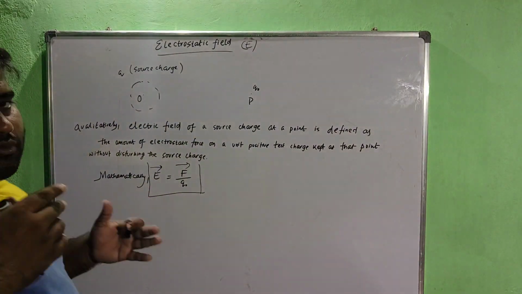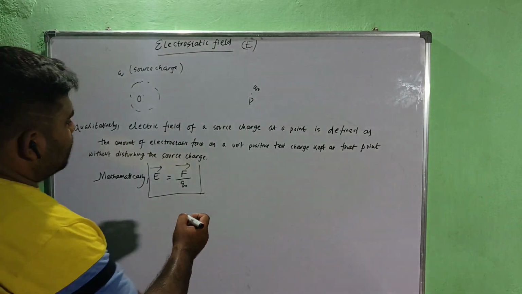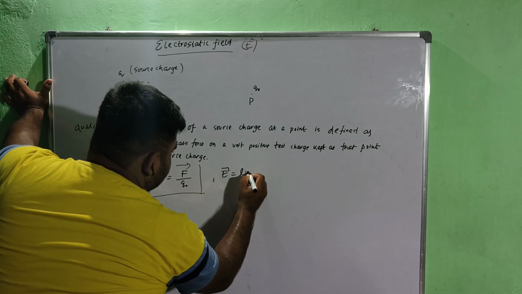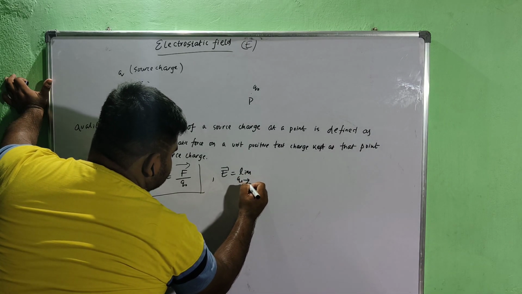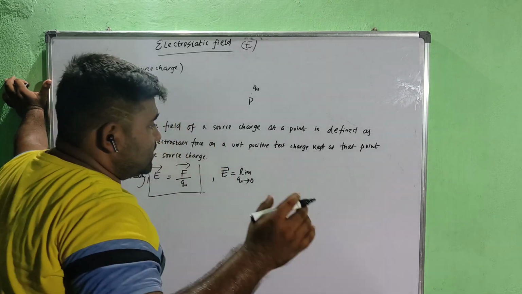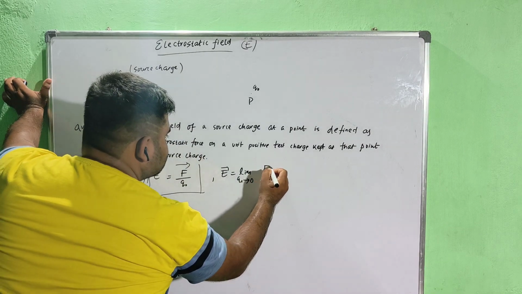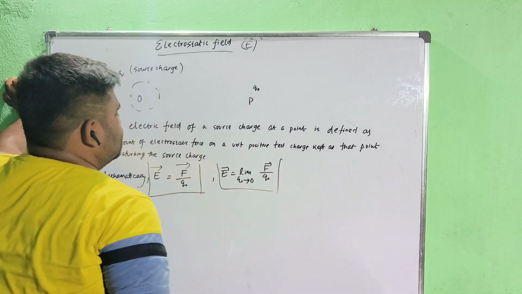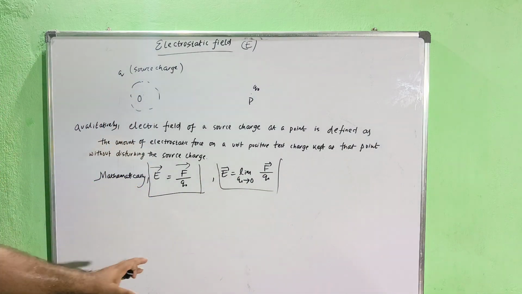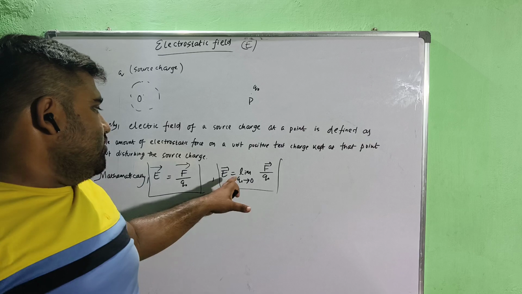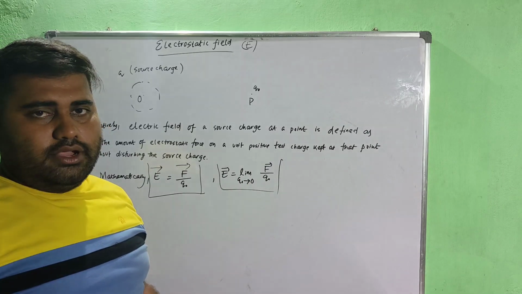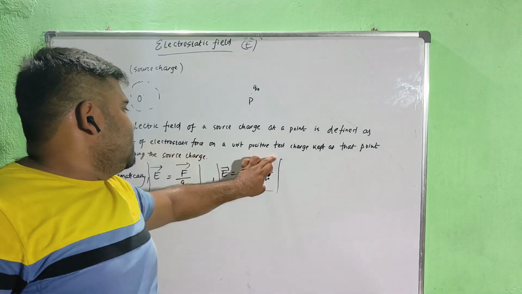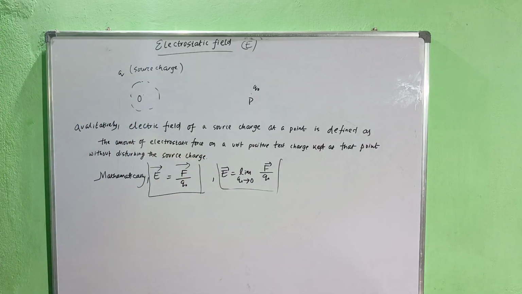So we are going to modify it. Then what should we write? E equals limit Q naught tends to 0, not exactly 0, tends to 0, F by Q naught. That is the actual definition of electric field. You need to write like this. This is also correct, but you need to write like this in order to get good marks in exam. So this is the real concept of electric field.